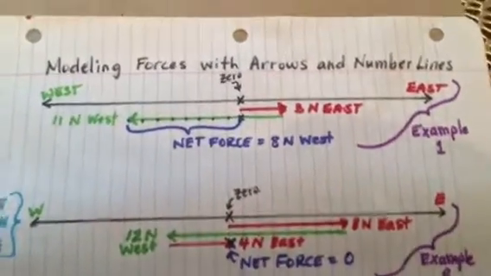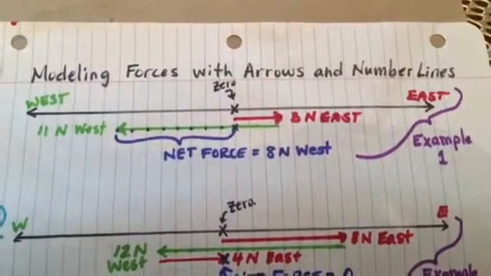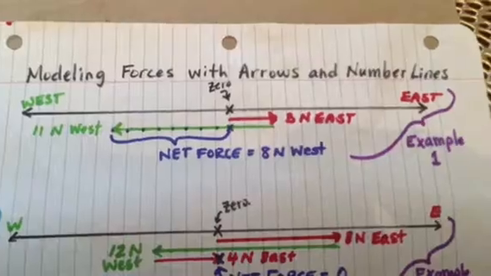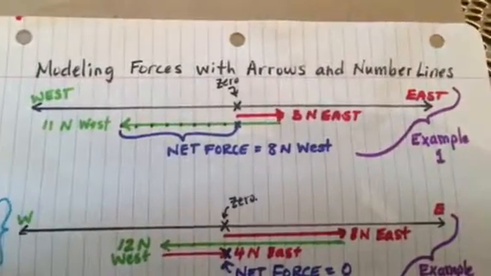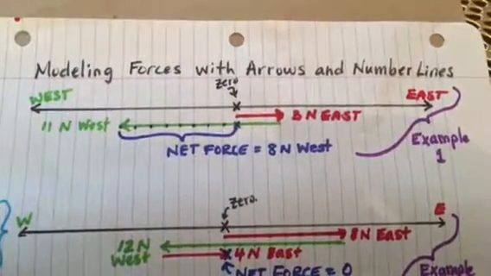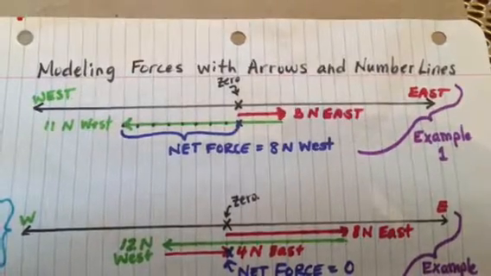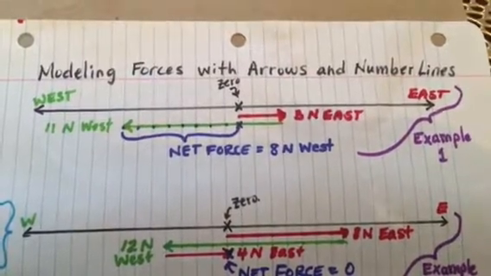So let's look at the first example, which says that you have a 3 Newton force to the east and then an 11 Newton force to the west. And the net force between those two is 8 newtons to the west.